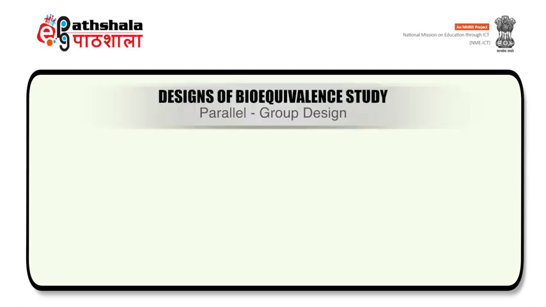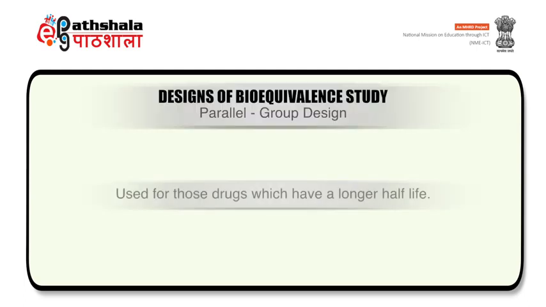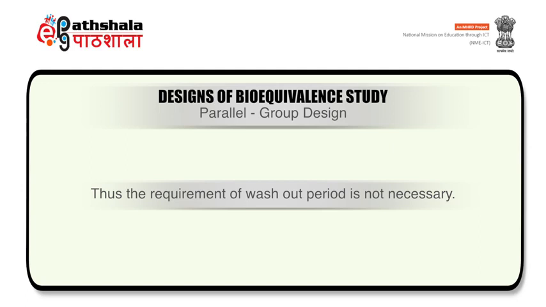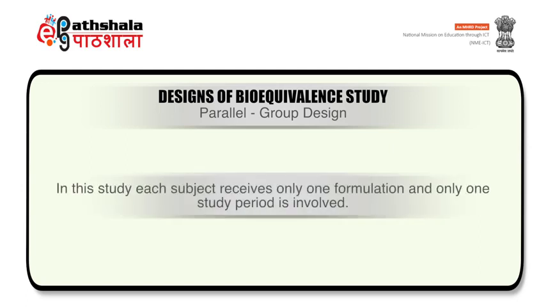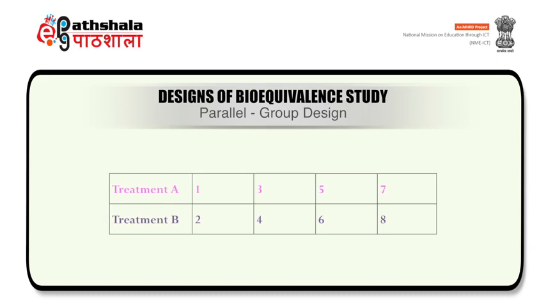The second design is the parallel group design. This design is used for those drugs which have a longer half-life, and thus the requirement of a washout period is not necessary. In this study, each subject receives only one formulation and only one study period is involved. An even number of subjects are selected and divided into groups, and each group receives only one formulation.